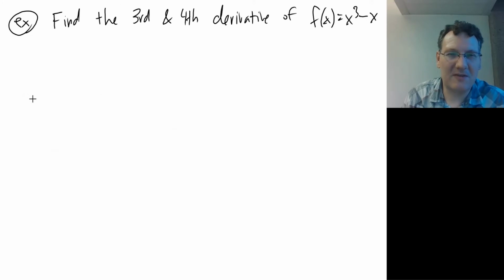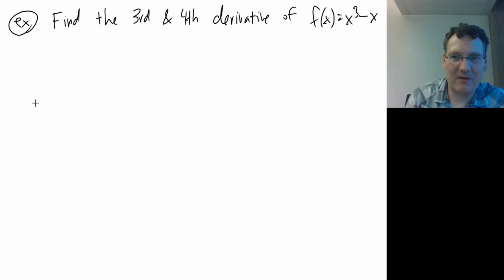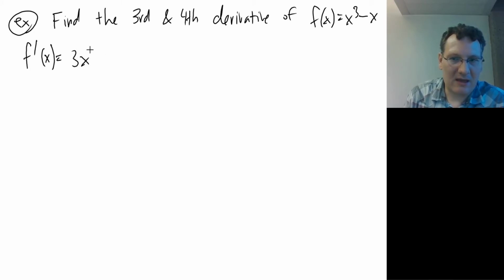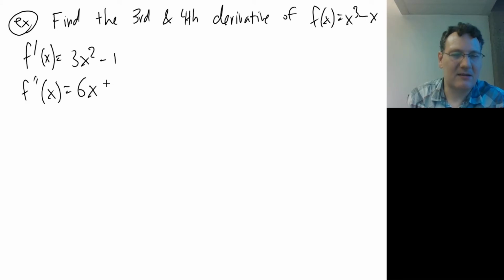As an example, let's find the third and the fourth derivative of f of x equals x to the third minus x. We already have the first derivative, which was 3x squared minus 1. We had the second derivative. We found that. That was 6x. So let's figure out what to do with the third.